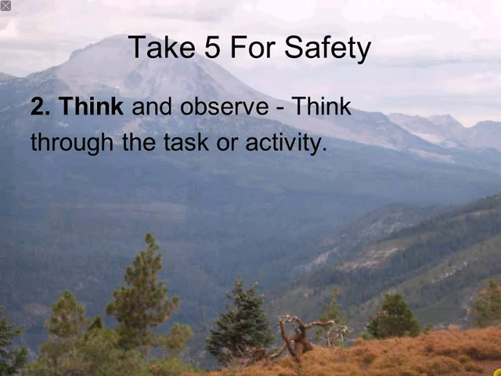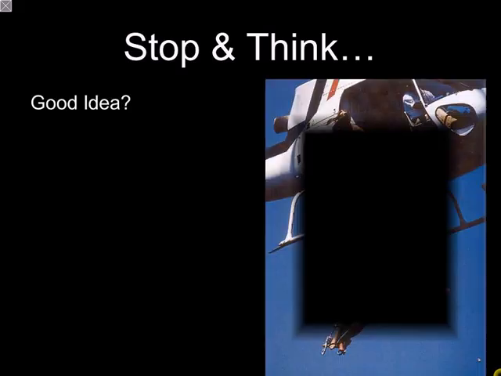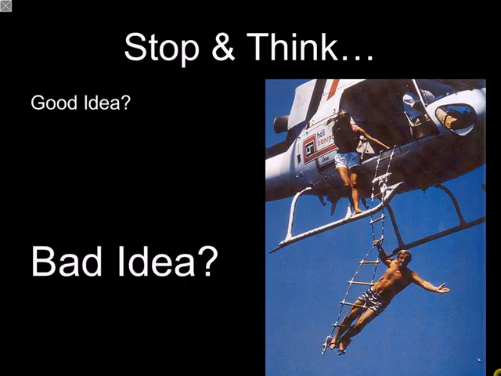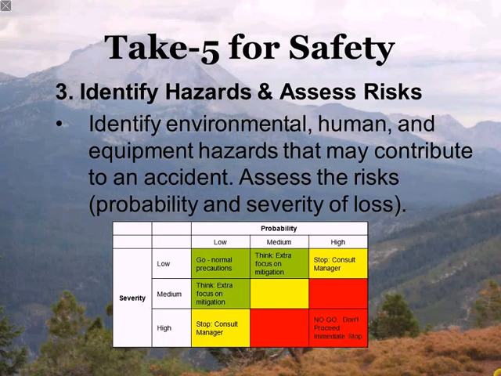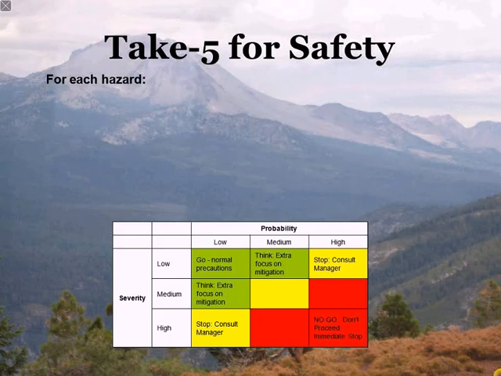The next step is think and observe. Think about everything that could be involved in whatever you're about to do. The first step is identifying hazards and assessing them. This is where you're going to be identifying environmental, human, and equipment hazards that may contribute to an incident. Then assess the risk, the probability and the severity.